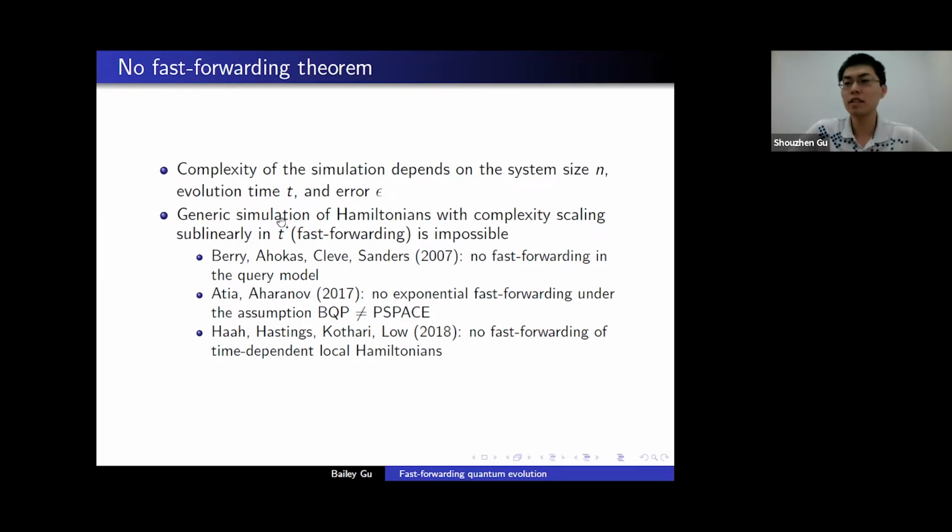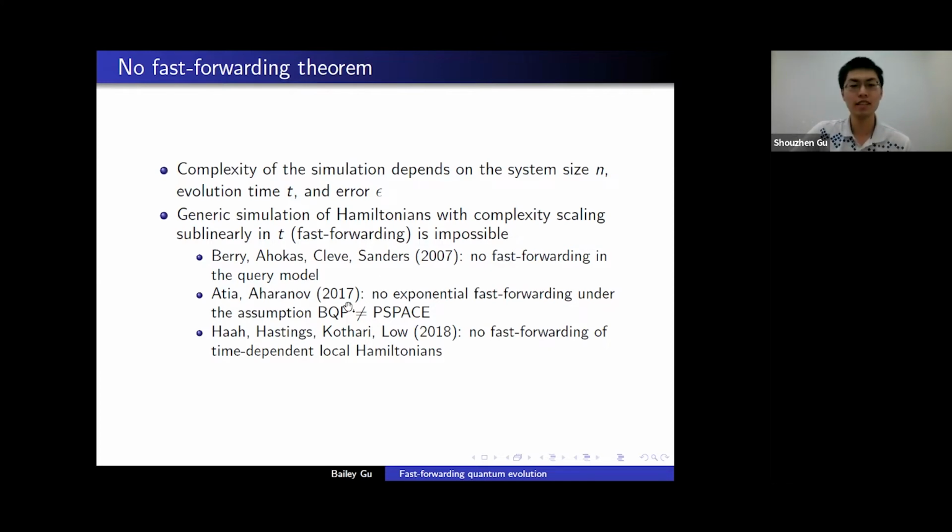Now, generic simulation algorithms typically have scaling that is at least linear in t. And there are some no-fast-forwarding results that show that sublinear scaling is not possible. Here I'm just listing a few of these results. In 2007, Berry, Ahokas, Cleve, and Sanders showed a no-fast-forwarding result in the query model. In this model, the Hamiltonian is, let's say, a sparse Hamiltonian, and we only have black box access to the matrix elements of that Hamiltonian, and the complexity is counted by the number of queries that we make. The number of queries is going to be at least linear in t in the worst case. So that's a no-fast-forwarding result that they proved.